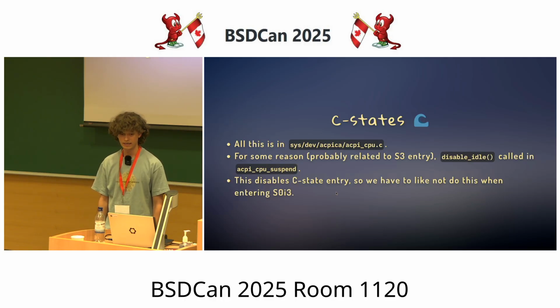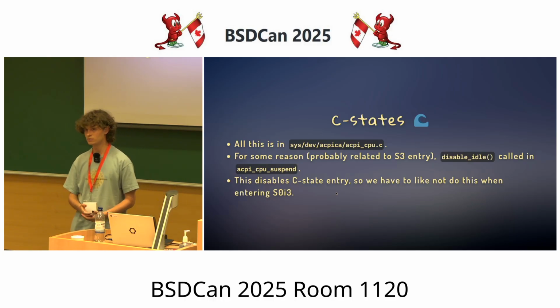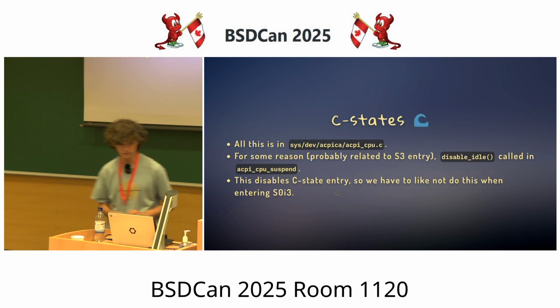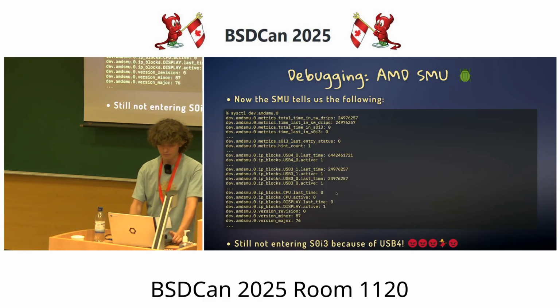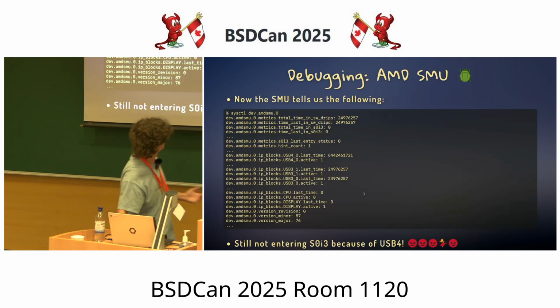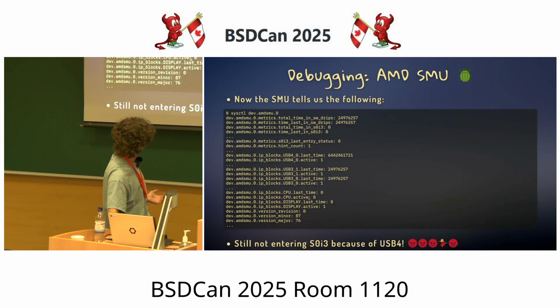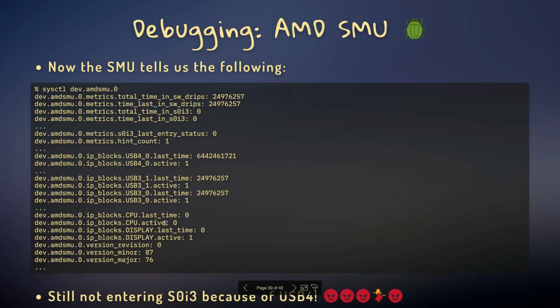So yeah, if we want to enter S0ix and we want to actually suspend the CPU, we need to prevent this somehow. For now, I'm just special casing it, but I need to figure out what the purpose of this disable idle thing is in the first place. And so if we do this, now the SMU tells us the following. It says that the CPU is not active anymore, which is very good. But there is one thing that we're missing, and that's these things, the 3.1 and 3.0. These are still active. That's the USB 4 stuff.